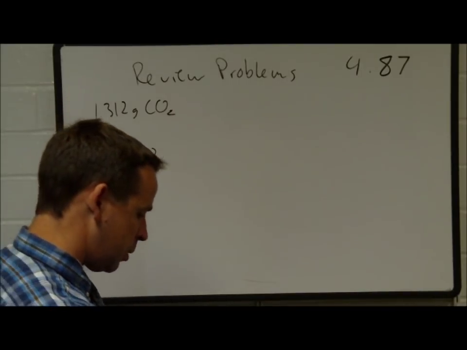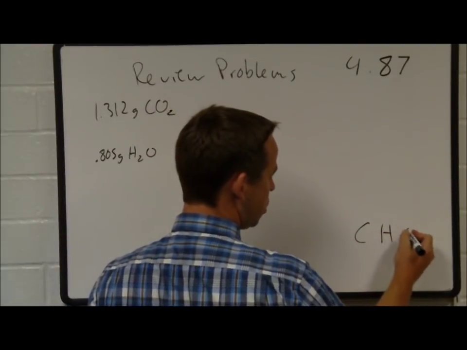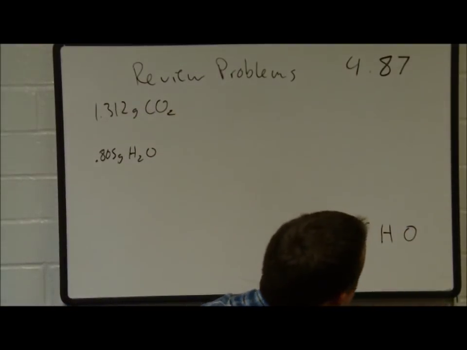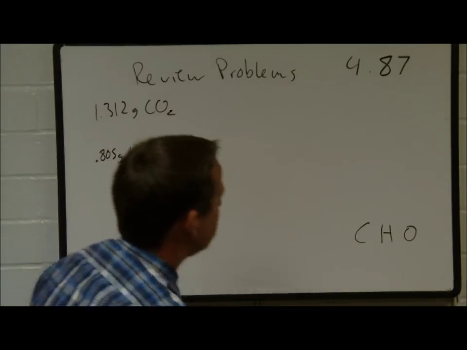That's how much carbon dioxide we got. That's how much water we got. We were told that the compound was CHO, right? It just contained carbon, hydrogen, and oxygen. What's the empirical formula of the compound?